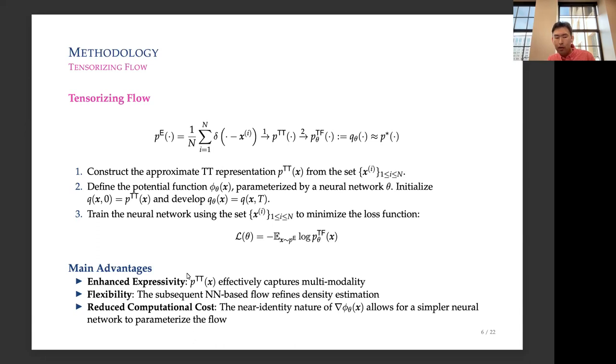There are some seemingly main advantages of our tensorizing flow. The first is that it may present enhanced expressivity, because the tensor train representation effectively captures the multimodality and low rank structures of the target distribution. So it may serve as a great start for the subsequent flow model, so that it may have better expressivity, as we will show in the experimental part.